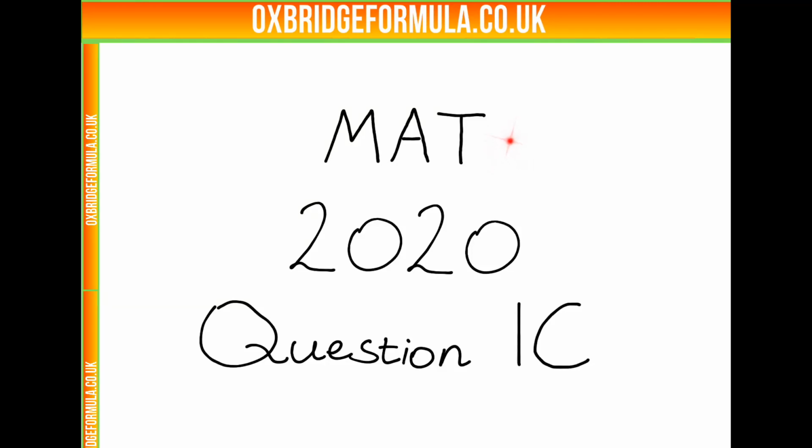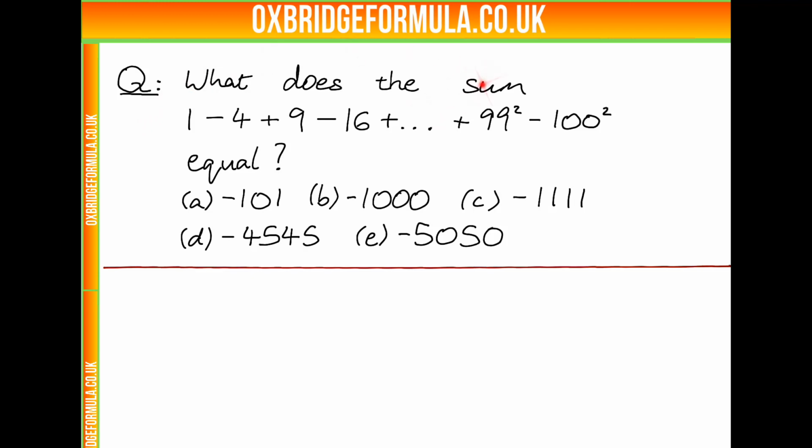Welcome to the 2020 Math, question 1C. The question asks us to find what the sum 1 minus 4 plus 9 minus 16 plus ... plus 99 squared minus 100 squared is equal to. It gives us the options A, minus 101, B, minus 1000, C, minus 1111, D, minus 4545, or E, minus 5050. Pause the video and have a go at doing this for yourself.